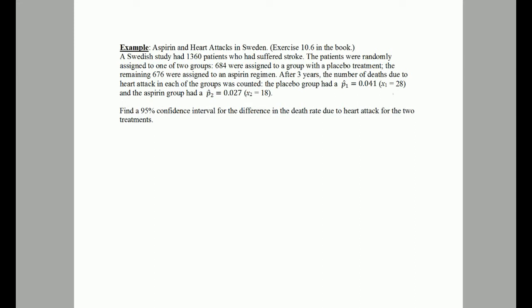And we can see that we have the respective successes or the counts of heart attack death rates in each of those groups provided as well. So we want to find a 95% confidence interval for the difference in death rate due to heart attack for the two treatments. So we're interested in estimating P1 minus P2. These are independent groups. No one who took aspirin also was given the placebo, and vice versa. No one who took the placebo was also given aspirin. So this is independent samples.